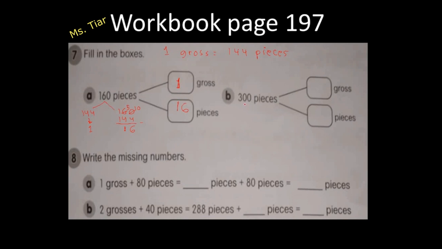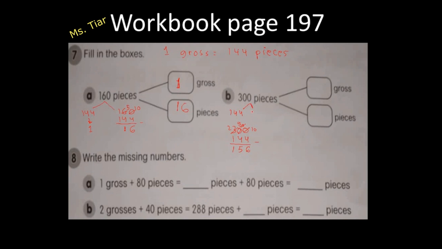Next, we have 300 pieces. How do we break it down? First, you put 144. Do we have more number here? Oh, we need to subtract it, right? So 300 subtracted by 144. Let's regroup. We have 2. We have 10. It becomes 9. Now this is 10. 10 subtracted by 4, we have 6. 9 subtracted by 4, we have 5. 2 subtracted by 1, we have 1. Oh, this is more than 144, right?